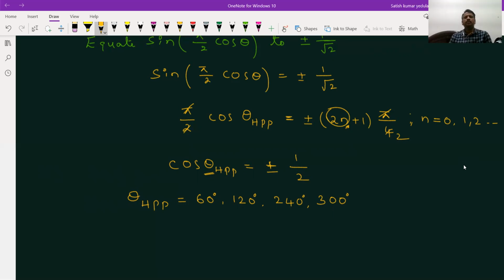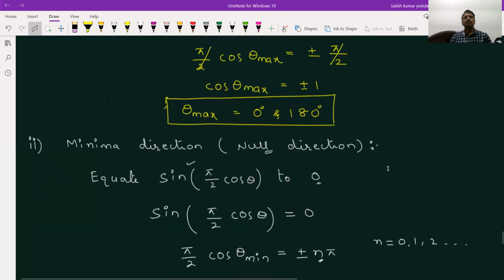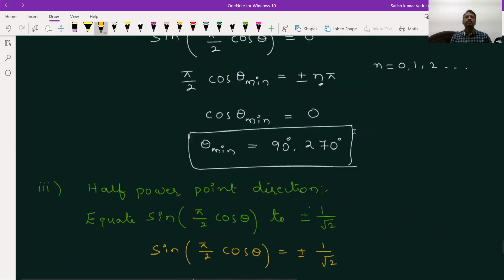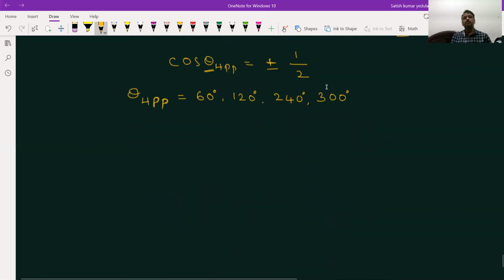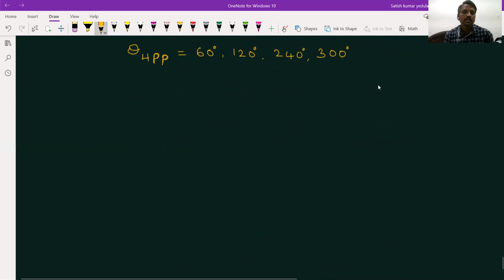So how you can take these same half power point angles for drawing the radiation pattern. Now by using these values, I'll write all these values at one place. Theta maximum will be 0 and 180, right? And theta minimum, that is the null directions, will be 90 and 270, and half power point directions will be 60, 120, 240 and 300. Now let us try to use these for drawing the radiation pattern, right?